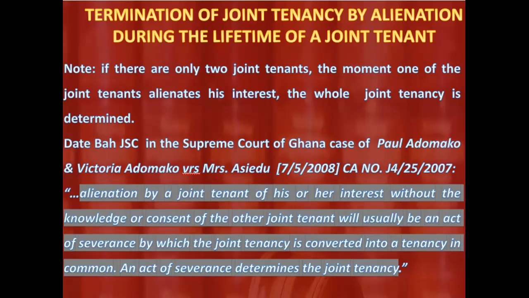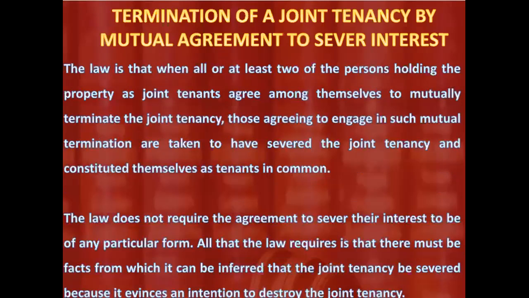Number two is when the joint tenants agree to sever their interest by mutual agreement. Where joint tenants agree to sever their interest by mutual agreement, you see that in the case of Williams versus Hensman. Williams versus Hensman. Hensman is spelled H-E-N-S-M-A-N.